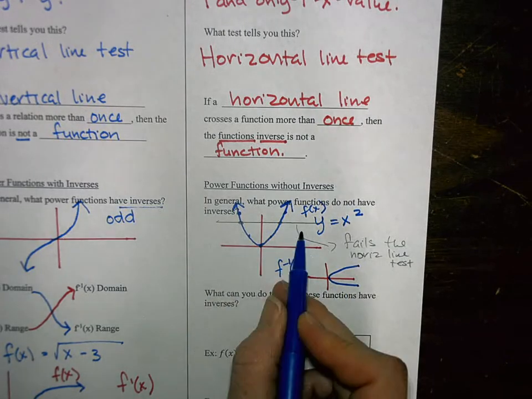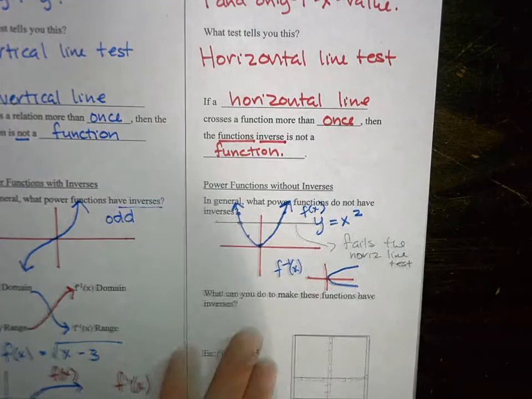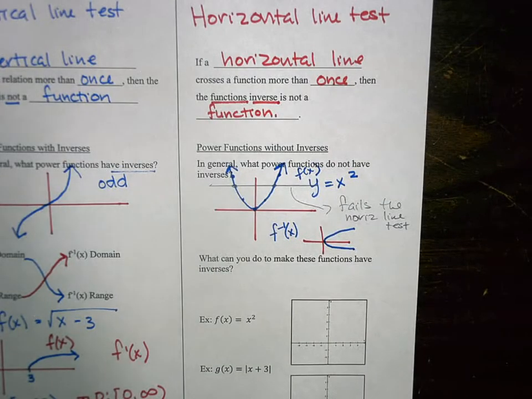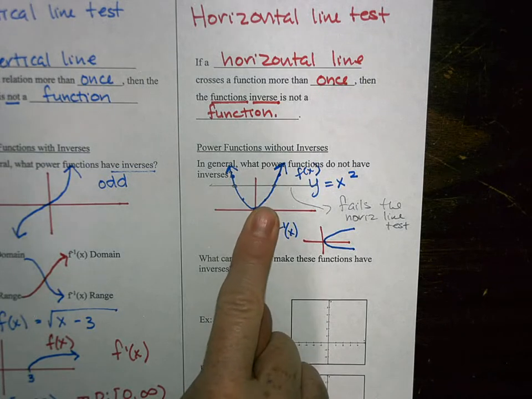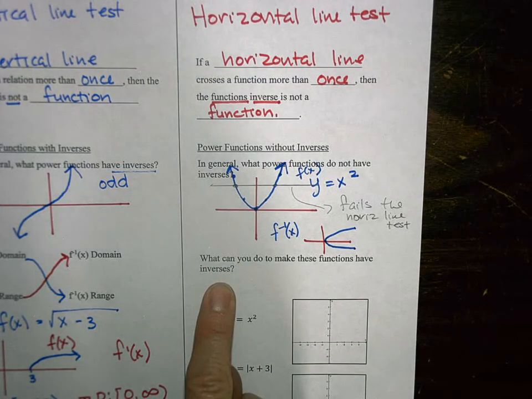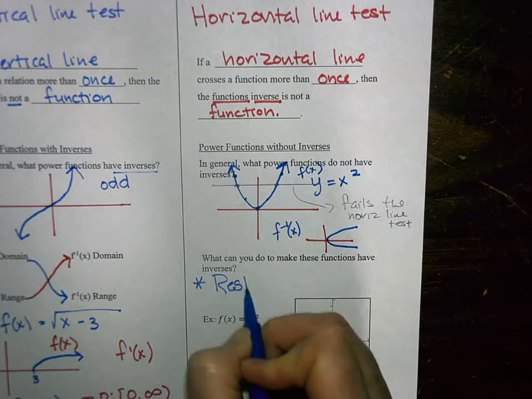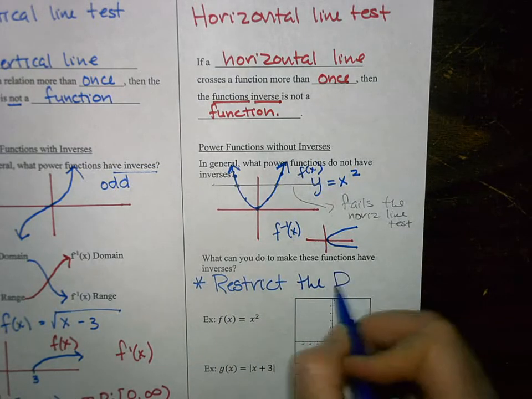And I knew that because the f of x itself failed the horizontal line test, whereas this function passed the horizontal line test. Okay, it's a lot. So if you have a function like this that's failing the horizontal line test, what can you do to make functions have inverses? And the answer is, write a big, restrict the domain.